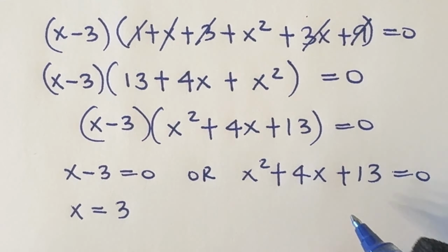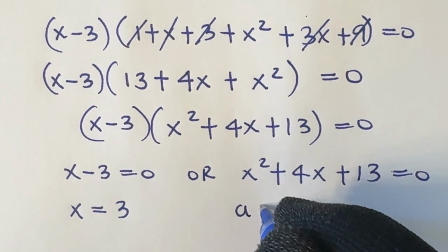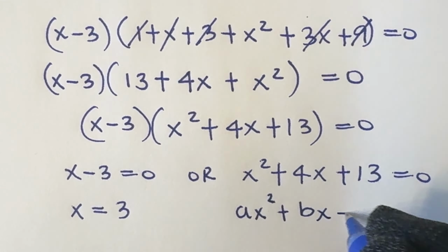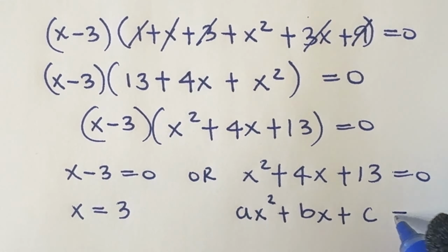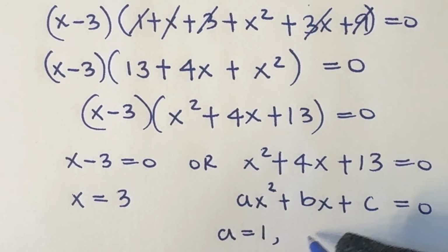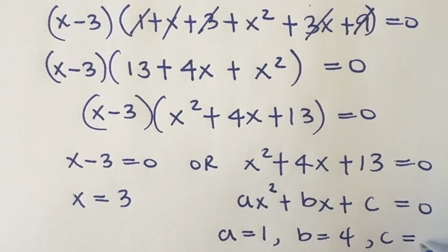We're going to use the general quadratic formula, and from here we need to find the coefficient of x squared, the coefficient of x, and then the constant term. A here is 1, B is 4, and C is 13.